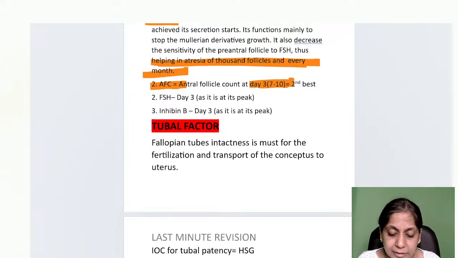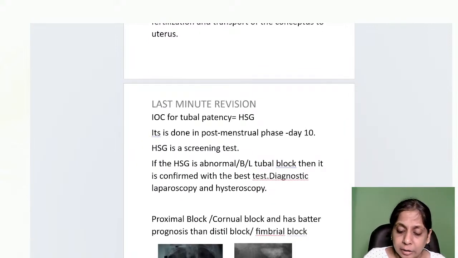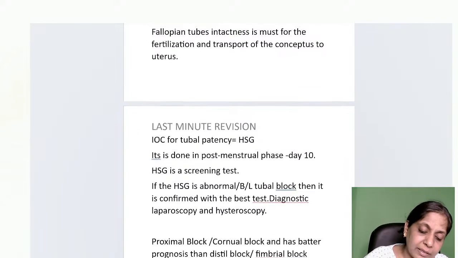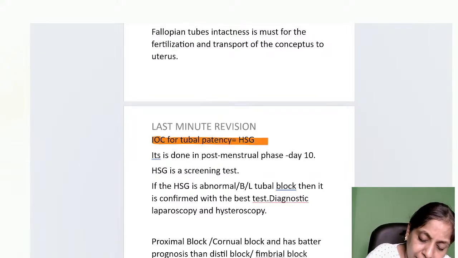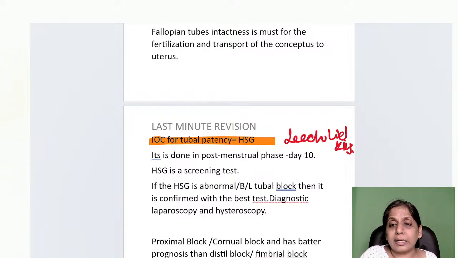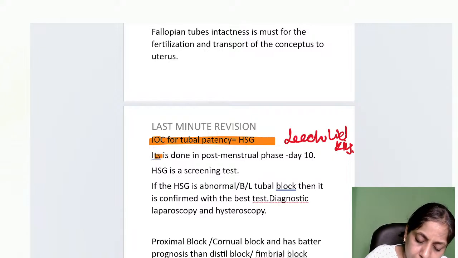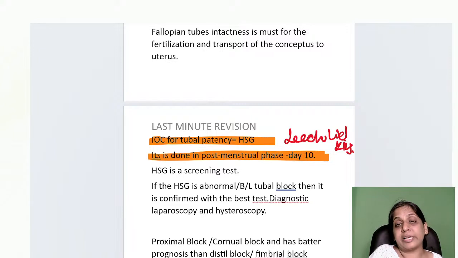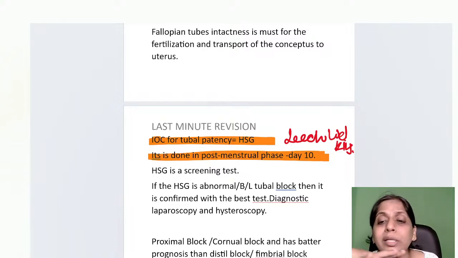Tubal factor infertility. Here we have to see whether the tubes are patent or not. The investigation of choice for tubal patency is HSG, and we check the patency by Leach-Wilkinson cannula, which is a pencil-like cannula. It is done in the post-menstrual phase, around day 10. As I told you, all the tests are done around day 10, except the endometrial biopsy.